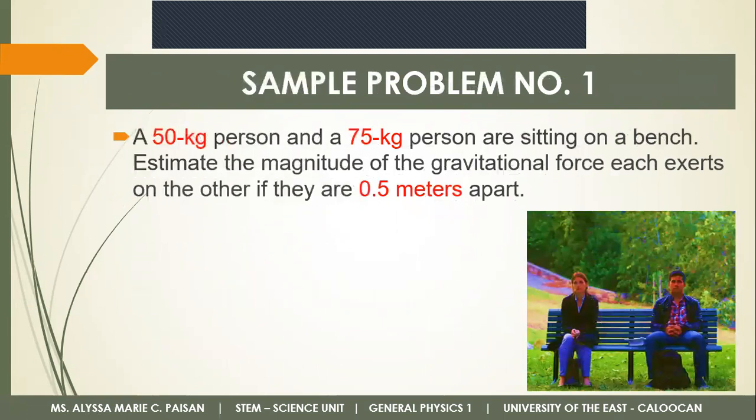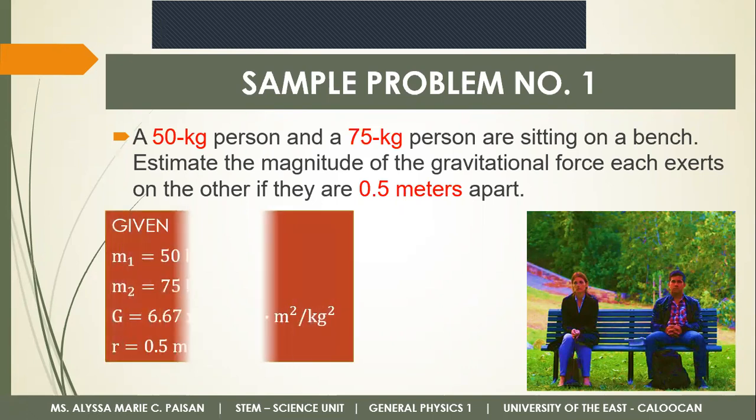Ayan. So let's have sample problem 1 about Newton's law of universal gravitation. It says here, a 50 kilogram person and a 75 kilogram person are sitting on a bench. Estimate the magnitude of the gravitational force each exerts on the other if they are 0.5 meters apart. Ayan sila, boy and girl. Tingnan natin kung gaano kalakas ang gravitational attraction nila sa isa't isa.